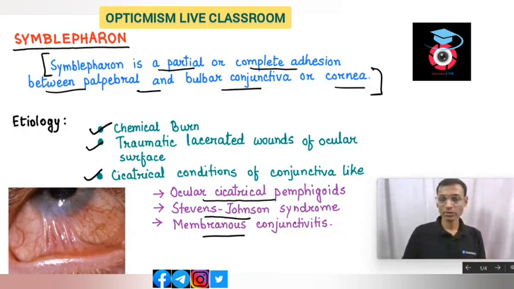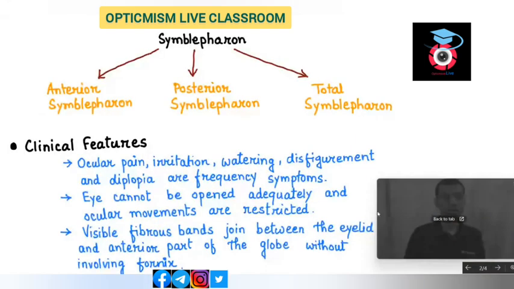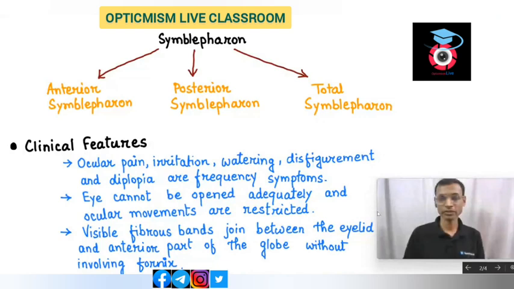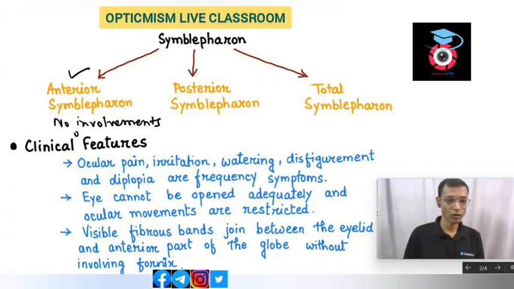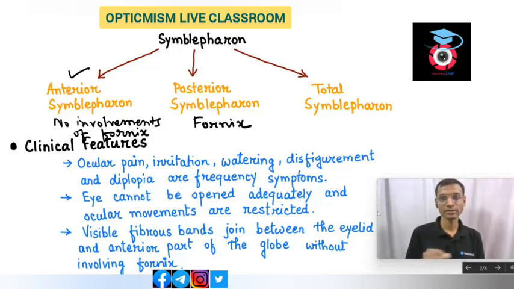So now we'll talk about the classification of symblepharon. There are three categories. One is anterior symblepharon, where there is no involvement of the fornix. But in posterior symblepharon, the fornix is mainly affected.